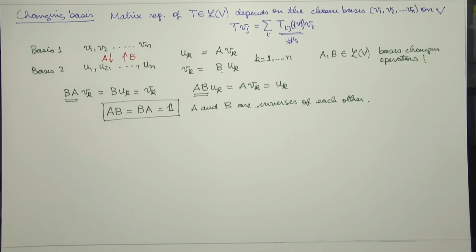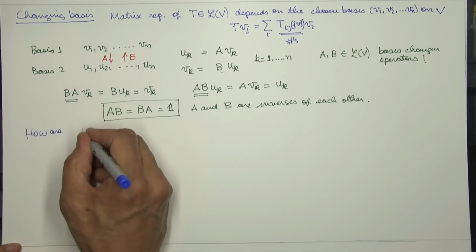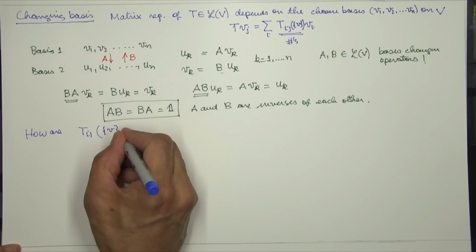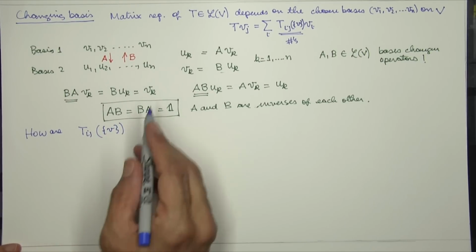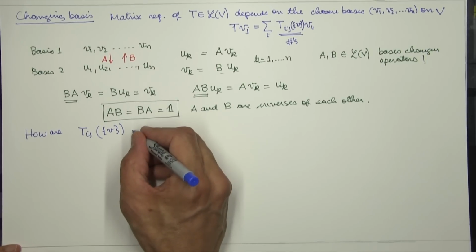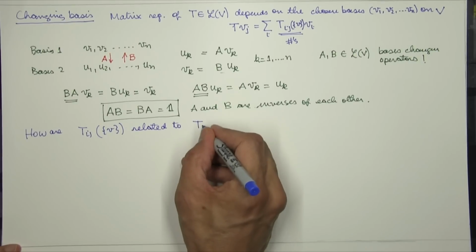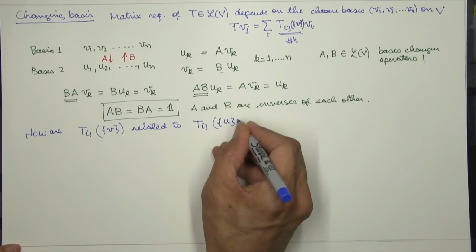Now, what is the main goal of our discussion now? Our real objective is to see how Tij of V, the matrix elements of this operator in the V basis, are related to Tij that will be computed with the second basis, the U basis.